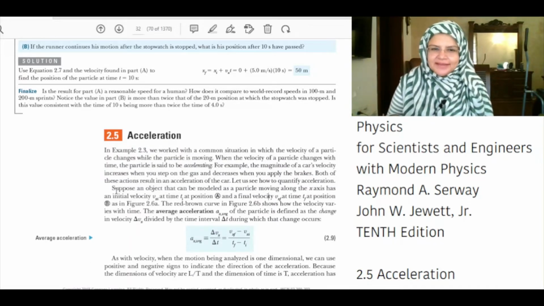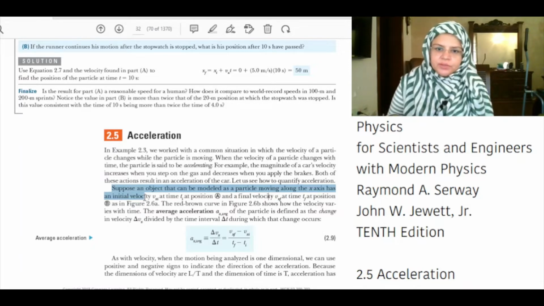Suppose an object that can be modeled as a particle moving along the x-axis has initial velocity vxi at time ti at position A and final velocity vxf at time tf at position B, as in figure 2.6a. The red-brown curve in figure 2.6b shows how the velocity varies with time. The average acceleration a_x average of a particle is defined as the change in velocity delta vx divided by the time interval delta t during which that change occurs.